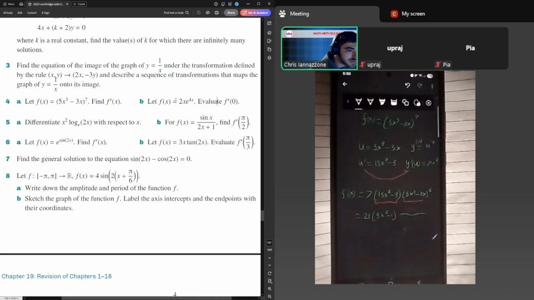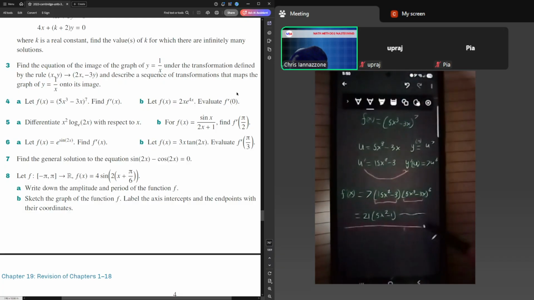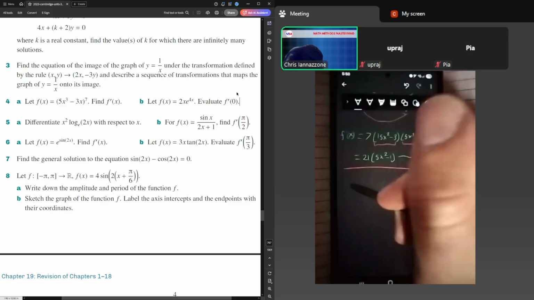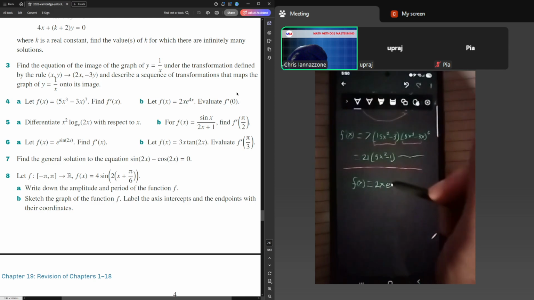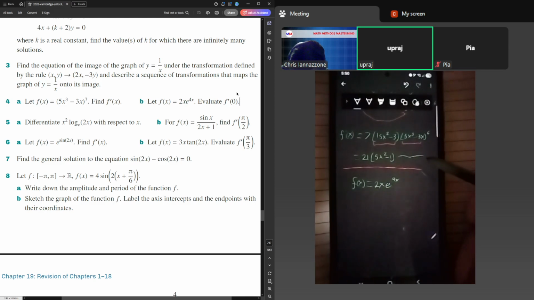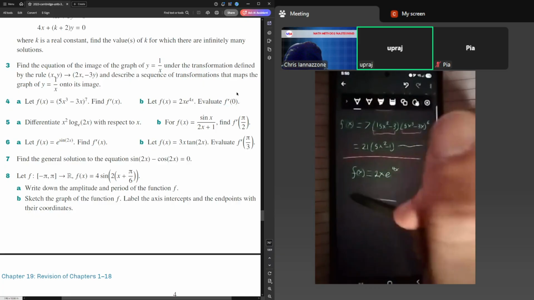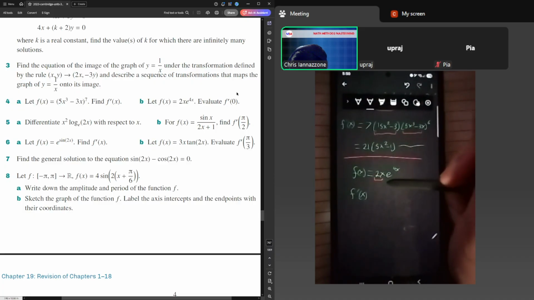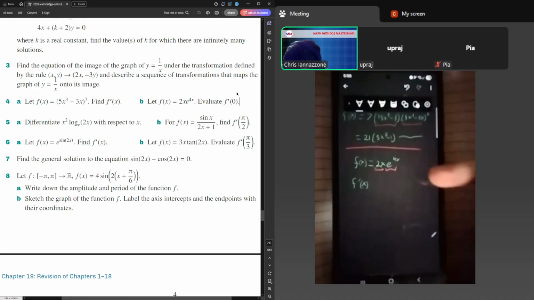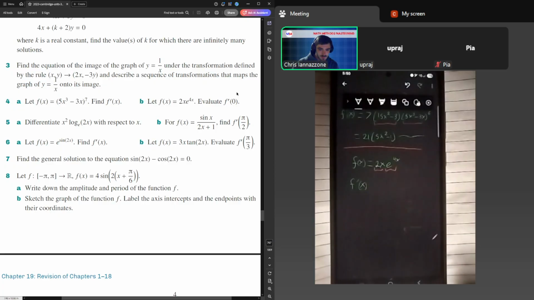Next up, part B. f of x is equal to 2x e to the 4x. Evaluate f dash of 0. Very similar sort of thing. What should we do? Do we use first product rule to find the derivative? Sounds like a great idea to me. Yeah, product rule, because we noticed there's a product of the function 2x and the function e to the 4x. Nice. All right, how do we use product rule?